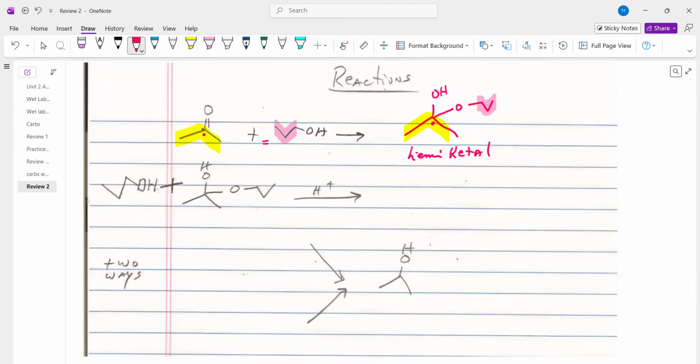So this is a propanone, ethanol. Now, if we had two ethanols, it would go on to the full-blown ketal. We just added here, for example.